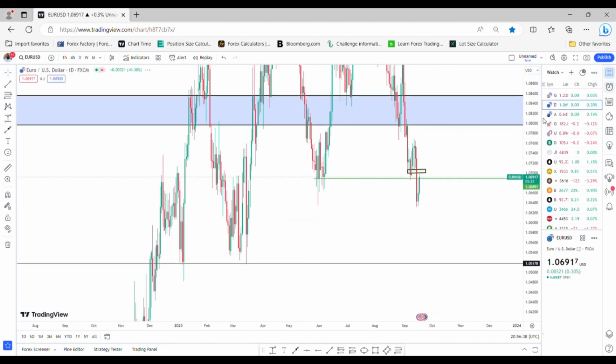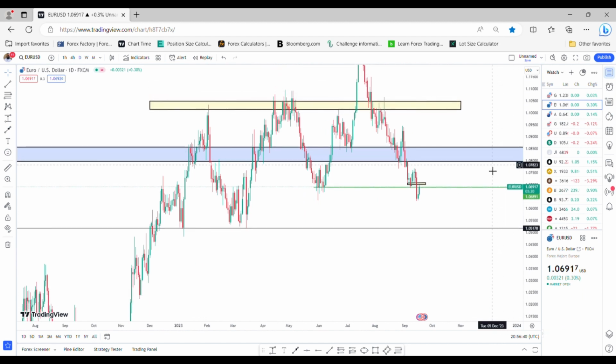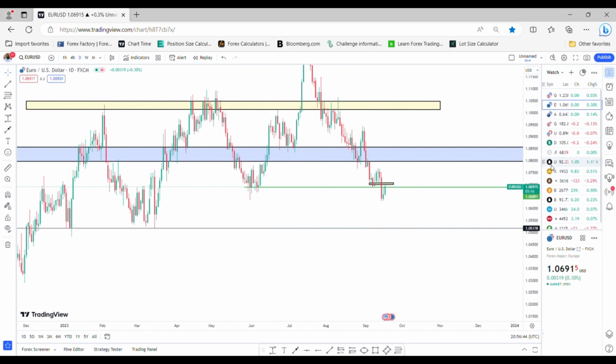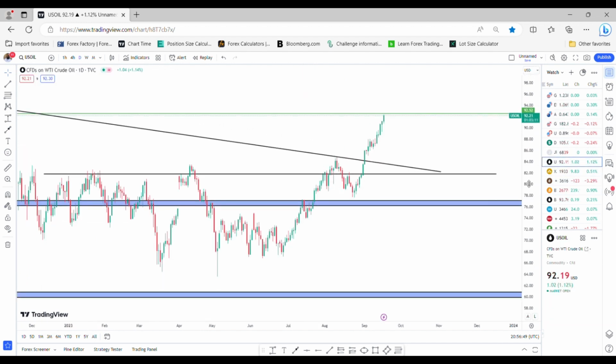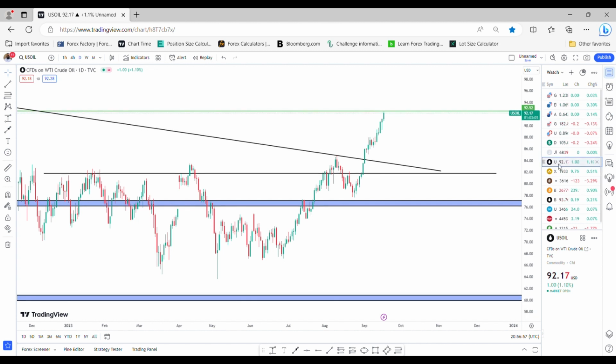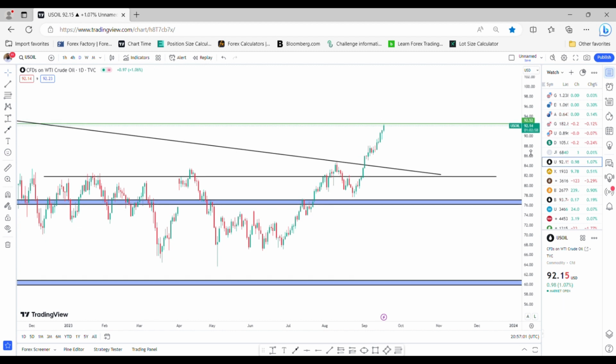One of the pairs I also called was oil. By the end of the day, out of all the pairs I called in my last video, the only pair I traded was pound USD. Trust me. And that was because I was not actively trading. I was doing other things. So I just traded pound USD. But of course, the market will always present more opportunities.